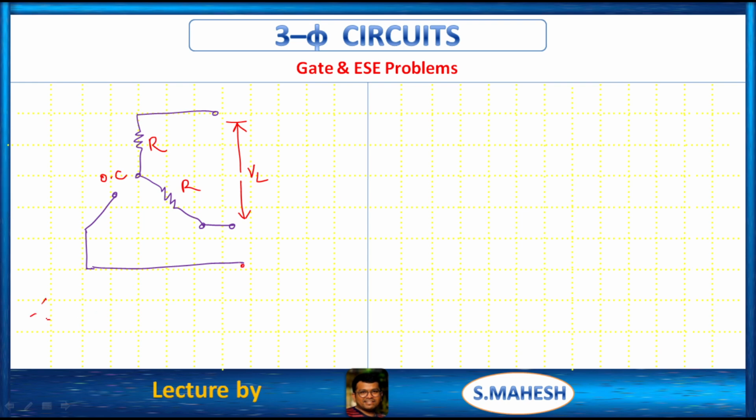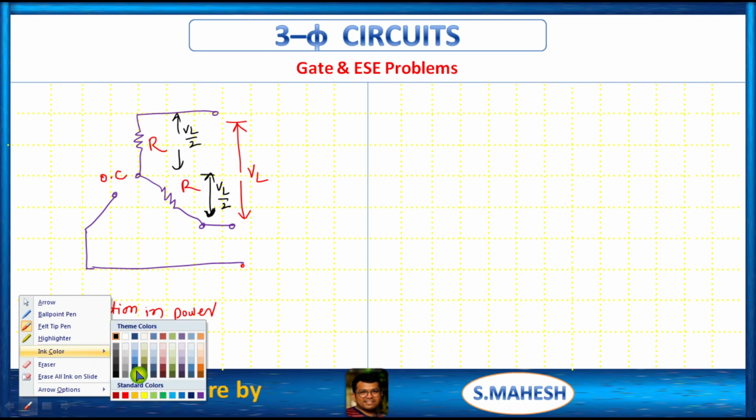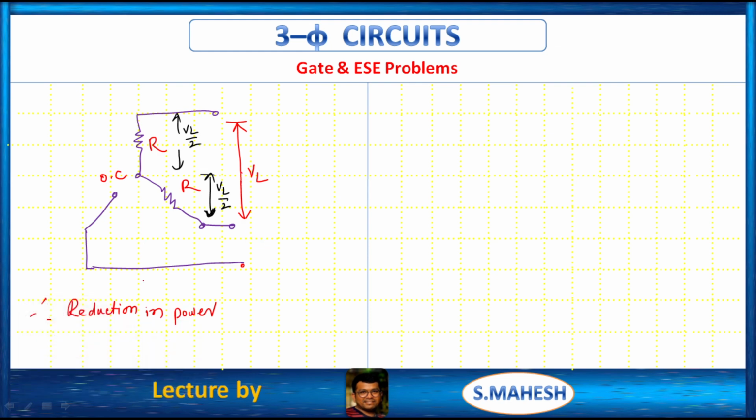Why is it VL by 2? See, those two are connected in series. By applying the voltage division principle, what is the voltage across each phase? VL by 2. This is VL by 2, this is VL by 2. Clear? Total voltage is VL. Now it's clear, right?